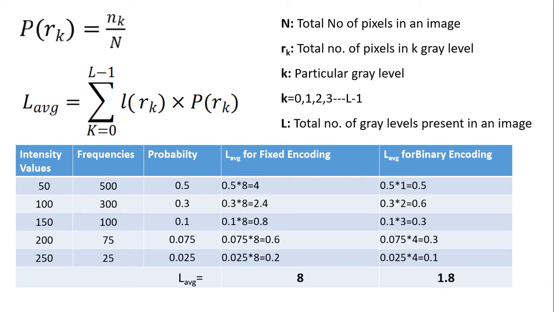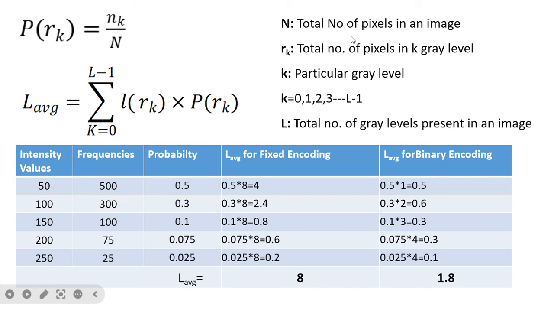Now we can see how many average bits are required to represent that image. Probability of r_k is equal to n_k by N, and L average is equal to the summation from k = 0 to L minus 1 of length of r_k into probability of r_k. Now we will see with the example.